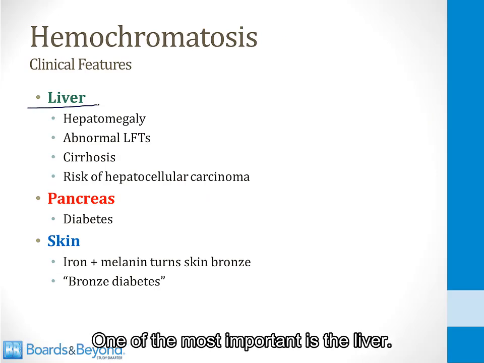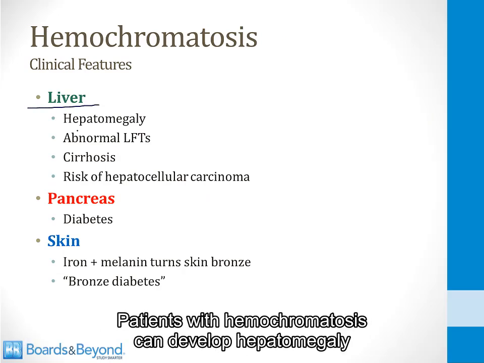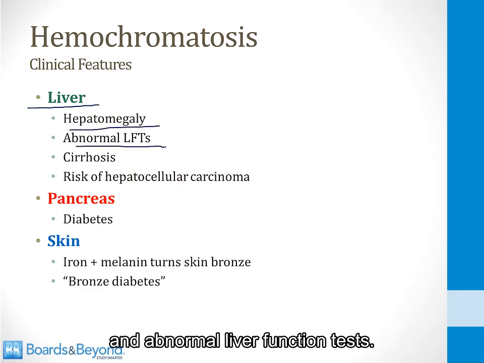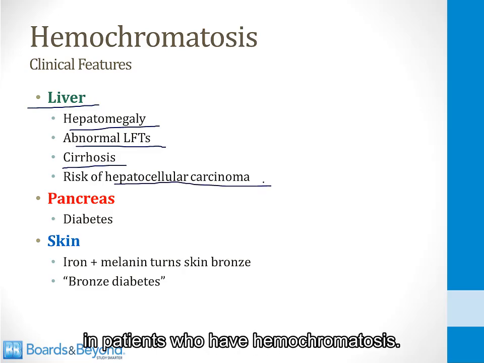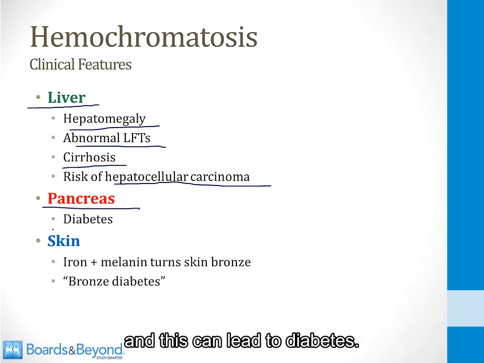One of the most important is the liver. Patients with hemochromatosis can develop hepatomegaly and abnormal liver function tests. This can progress to cirrhosis, and there is an increased risk of hepatocellular carcinoma in patients who have hemochromatosis. Iron can also deposit in the pancreas, and this can lead to diabetes. It can also deposit in the skin.